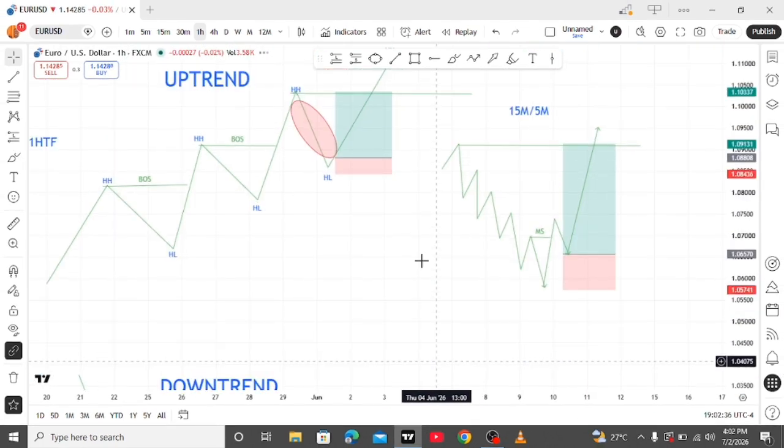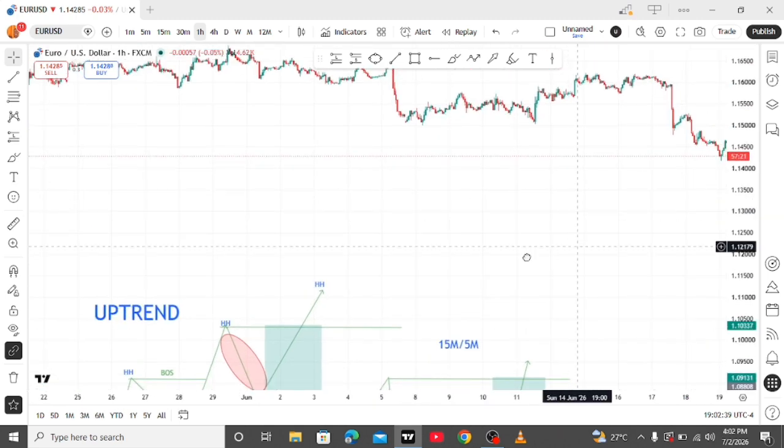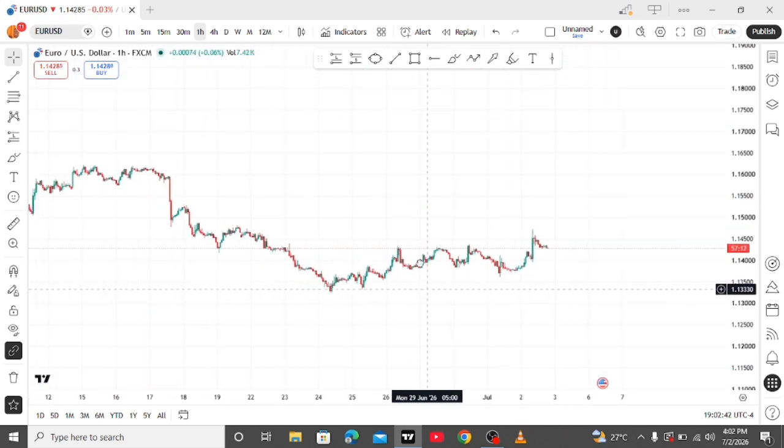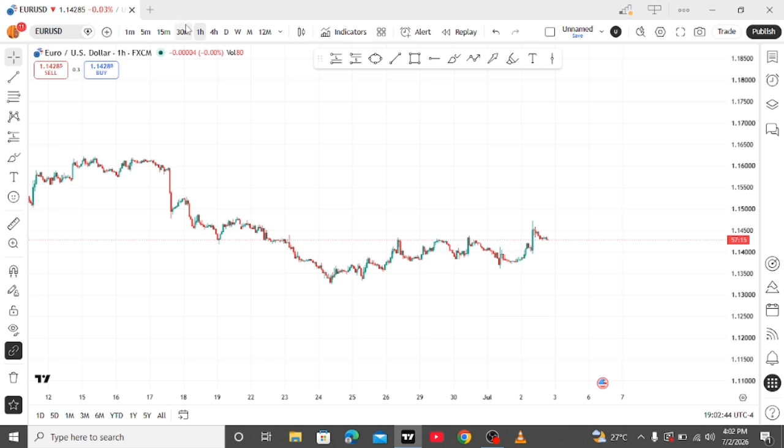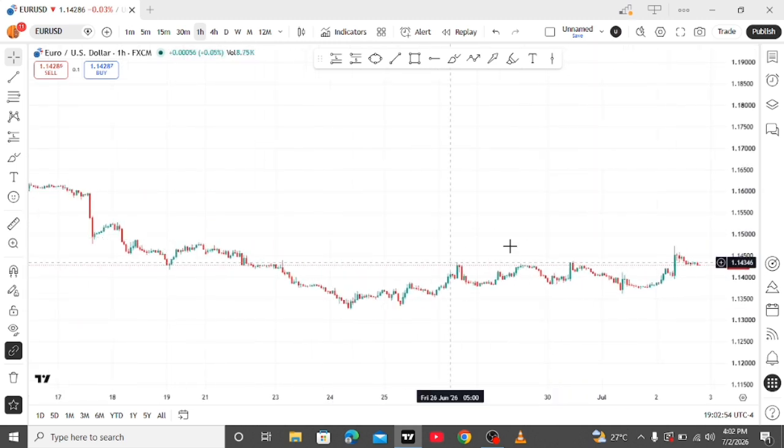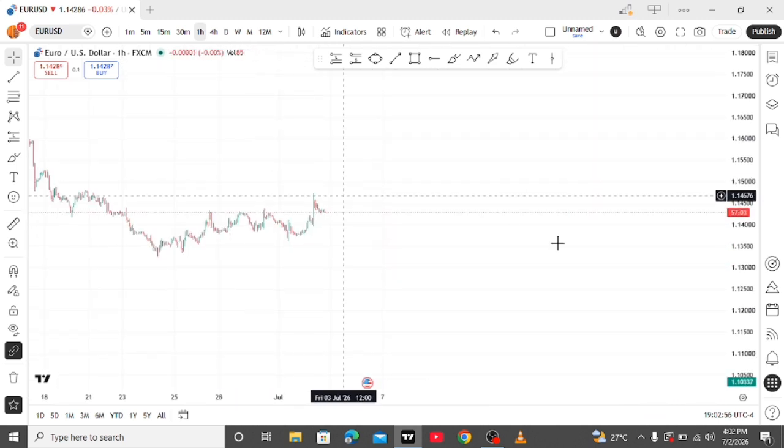So now let's go to the main chart where I'll be showing you a few examples. Now this is Euro USD and we are in the 1 hour time frame. Take a look at this 1 hour time frame, Euro USD. So this 1 hour time frame is a bigger time frame. So this is where we watch where the markets are going.